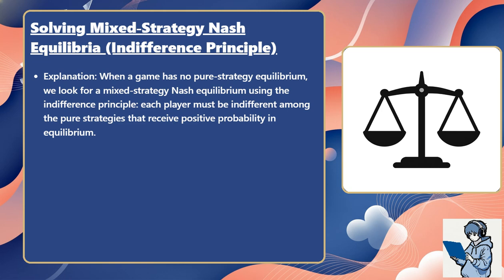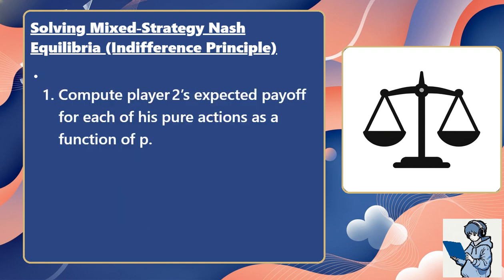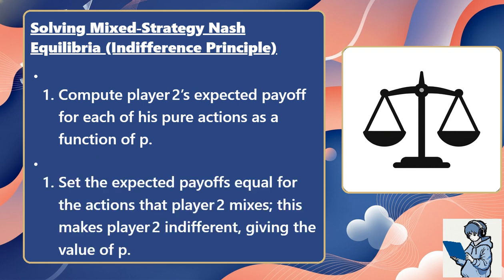Explanation: When a game has no pure strategy equilibrium, we look for a mixed strategy Nash equilibrium using the indifference principle. Each player must be indifferent among the pure strategies that receive positive probability in equilibrium. Step-by-step procedure, 2-player case: 1. Assume player 1 mixes between actions a1 and a2 with probabilities p and 1 minus p. 2. Compute player 2's expected payoff for each of his pure actions as a function of p. 3. Set the expected payoffs equal for the actions that player 2 mixes. This makes player 2 indifferent, giving the value of p.